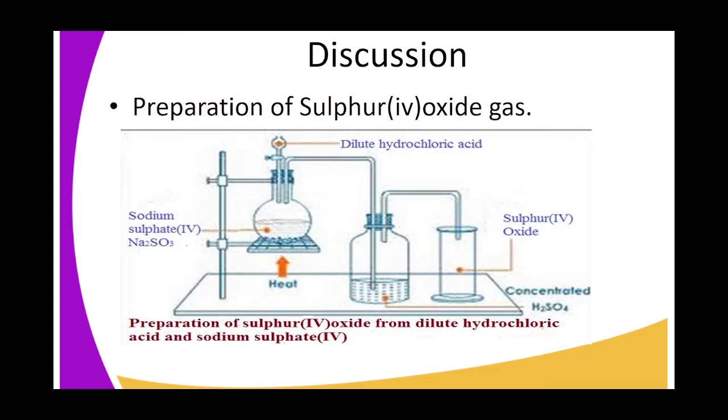Sulfur(IV) oxide gas is one of the oxides of sulfur, and sulfur(VI) oxide. We prepare sulfur(IV) oxide gas in a laboratory by reacting sodium sulfite and dilute hydrochloric acid. When we react the two, we are going to have sulfur(IV) oxide gas. The gas is passed through concentrated sulfuric acid so as to dry it, and it is collected by downward delivery because it is denser than air.